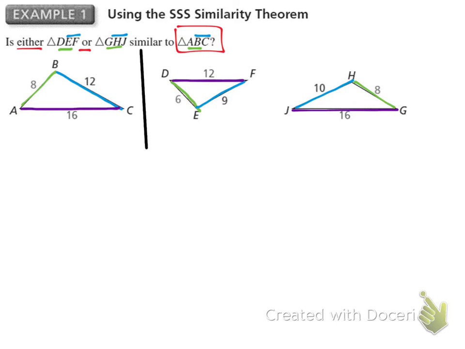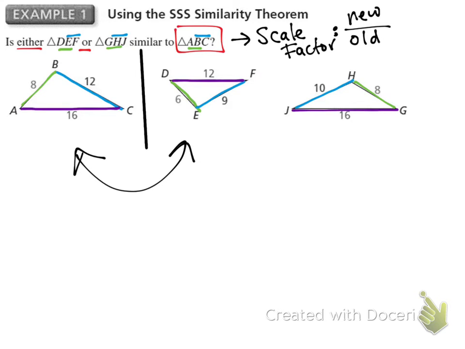All right, so we're just going to figure out if the sides are proportional to each other. We do that using the scale factor. When you do the scale factor, which number goes on the top? The new length, and then the old goes on the bottom. So let's first compare these two. Remember, we're always comparing back to ABC. We're trying to figure out if DEF or GHJ is similar to ABC. So that means if they are similar, ABC turned into DEF somehow.